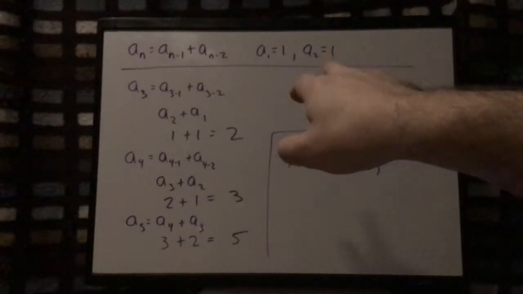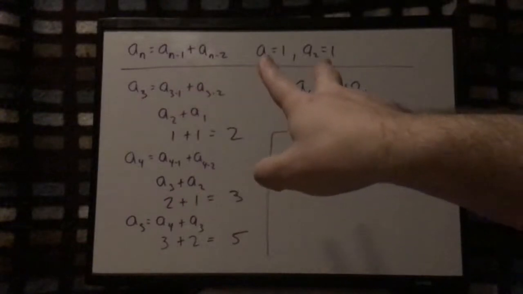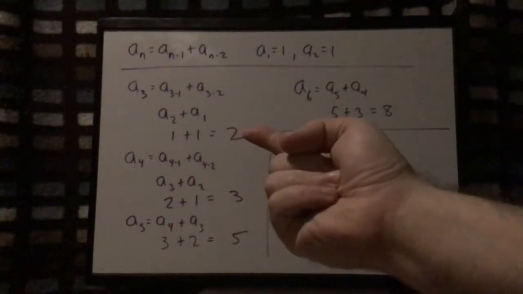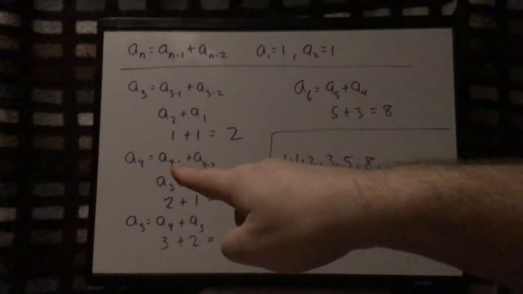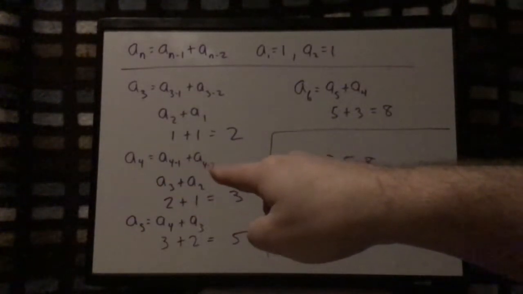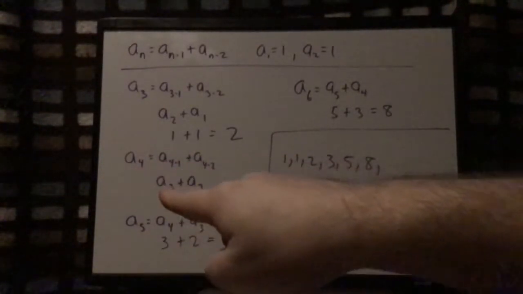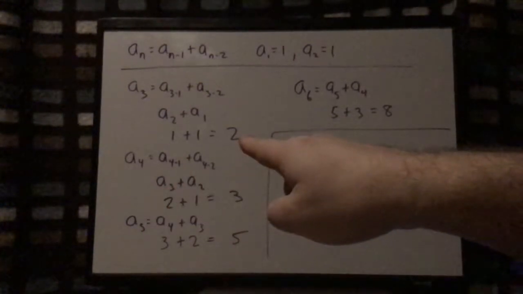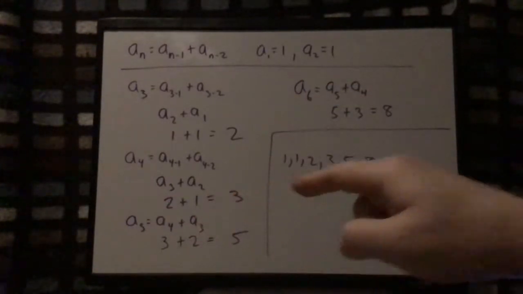Here's the second term, and here's the first term. So if I want to get the third term, I'm going to take term 2 plus term 1. 1 plus 1 gives me 2. So now if I want the fourth term, I need the 4 minus 1th term, or third term, and the 4 minus 2th term, that's funny, which is 2. So the fourth term is the third term minus the second term. Well, I know the third term, I just found it, it was 2. And I know the second term, they gave it to me, which was 1. So 2 plus 1 is 3.